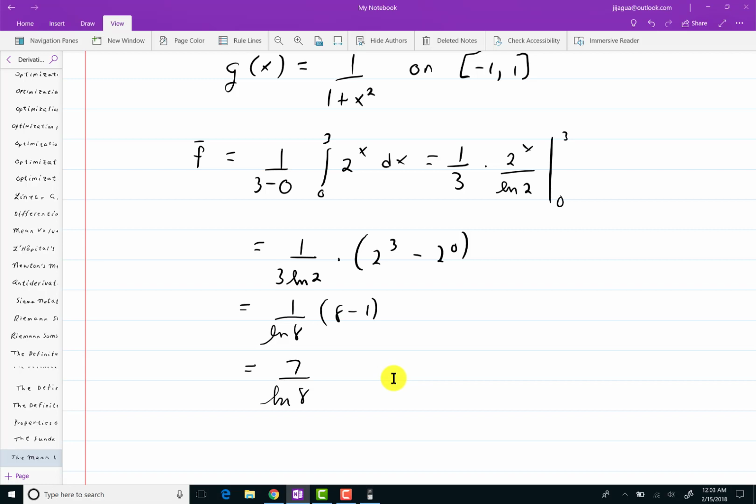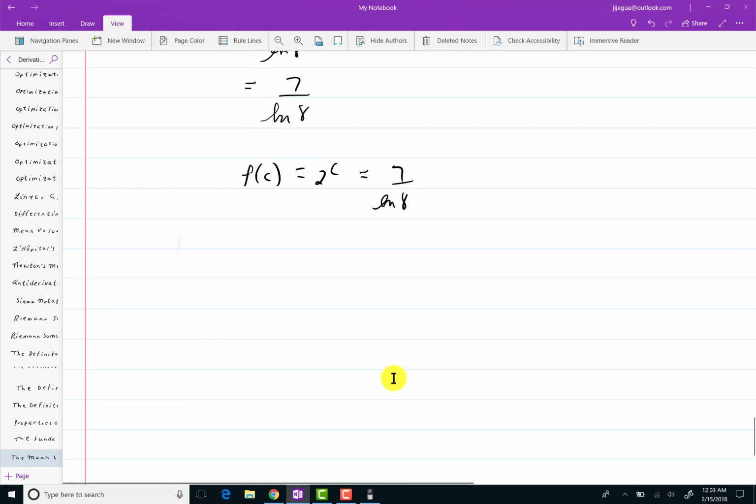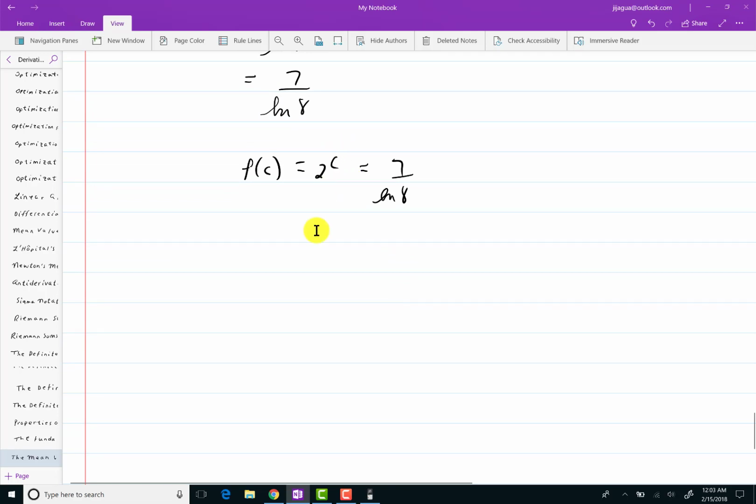Now, f is supposed to be able to equal that somewhere, so we're supposed to be able to find an f of c that will equal that. F of c is 2 to the c, but I need that to equal 7 over ln of 8. How would you solve something like this? I would probably take the natural logarithm. I would do log base 2, but I think it would get messy. So ln of 2 to the c equals ln of 7 over ln of 8.